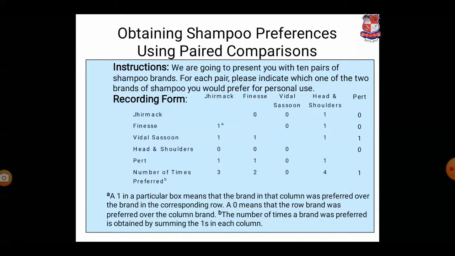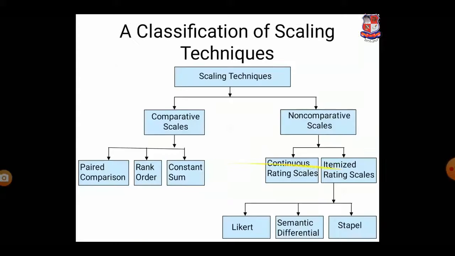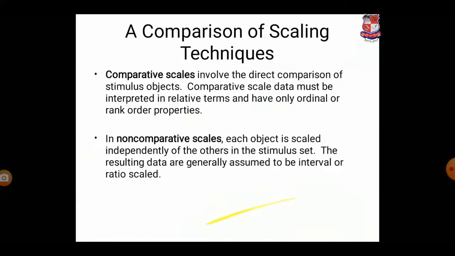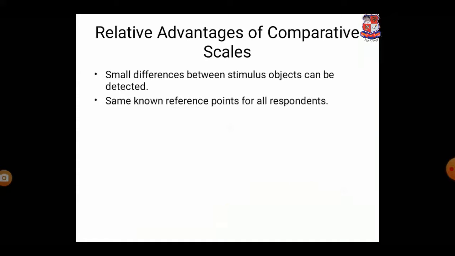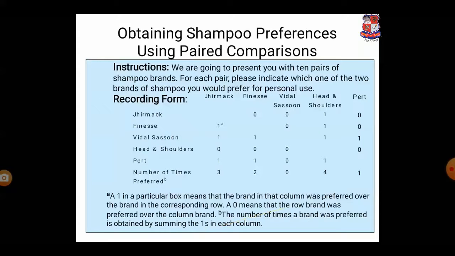If we talk about Head and Shoulder and Zirkmark, here the customer has given a 1, which means the customer prefers Head and Shoulder. Head and Shoulder is a column brand, Zirkmark is a row brand. So here the customer prefers the column brand compared to the row brand. That's why they have given a 1 to Head and Shoulder.